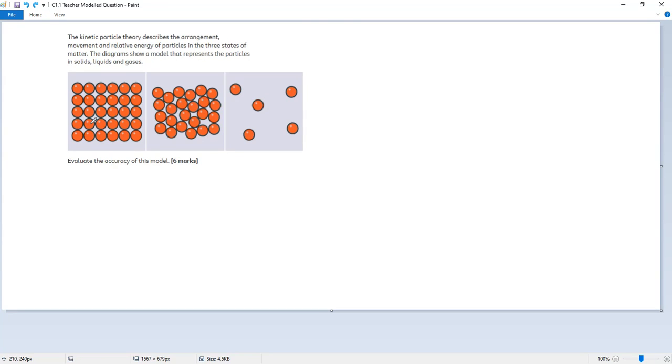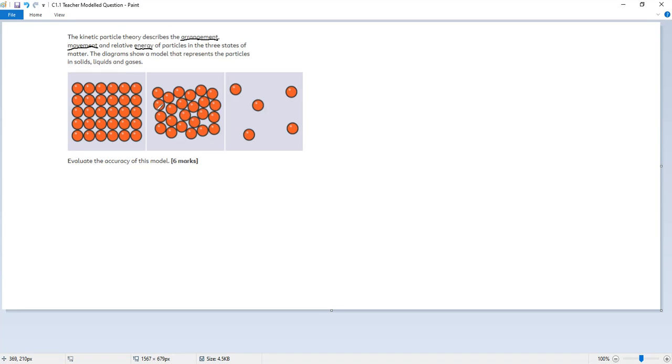Welcome to the video for the teacher model question for C1.1. So this is looking at the particle model. It's a 6-mark question and it's asking us to evaluate the accuracy of the particle model. It says the kinetic particle theory describes the arrangement, movement and relative energy of the particles. So I'm just going to underline these so that we talk about all 3 of them.